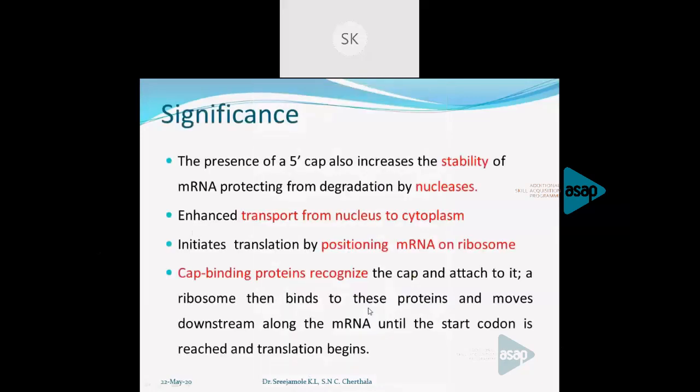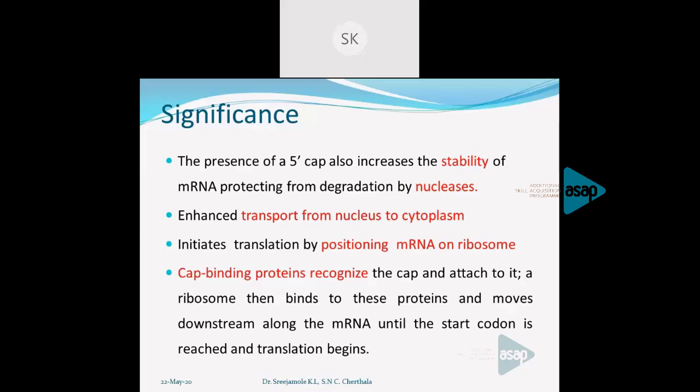So what is the significance of this 5' capping? This cap increases the stability of the mRNA. It protects the mRNA from degradation by ribonucleases. After its function, the mRNA performs its function in cells and is attacked by nucleases, and the attack of these nucleases is inhibited by the 5' cap. It also enhances transport of mRNA from the nucleus to the cytoplasm.